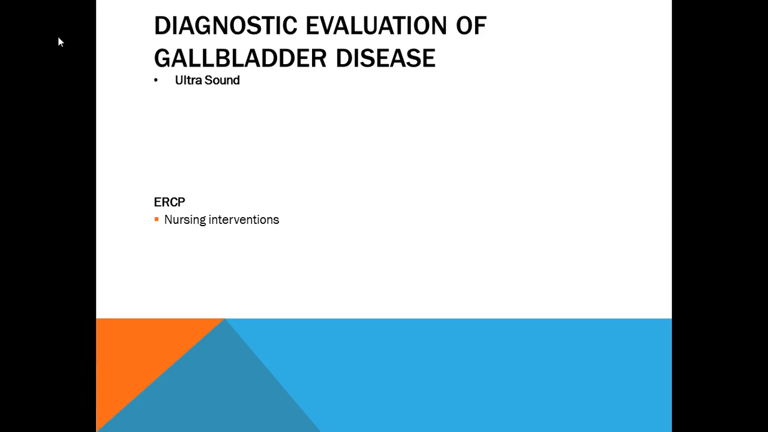Other diagnostics we can use for gallbladder disease is an ultrasound. Ultrasound helps confirm the presence of stones. A patient having an ultrasound for gallbladder disease needs to be NPO after midnight and have a low-fat or no-fat meal the night before, because fat interferes with the transmission of the ultrasound. An X-ray will also tell us the location of the stone. And then an oral cholecystograph.